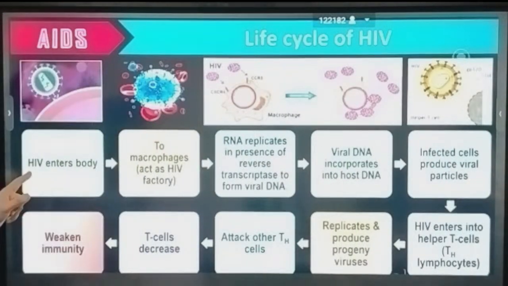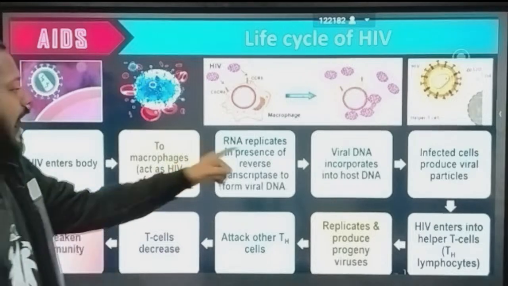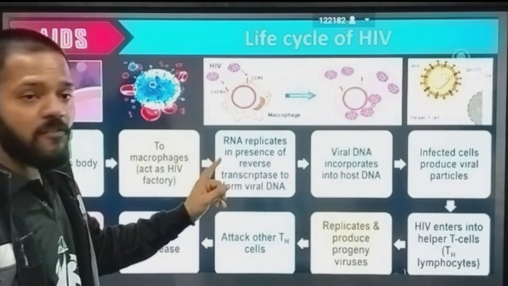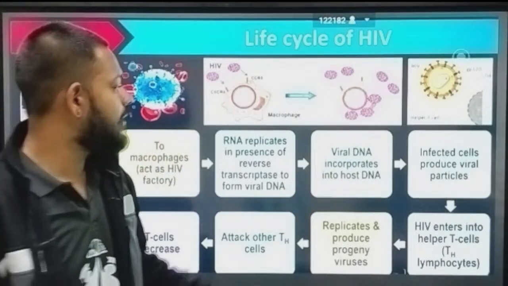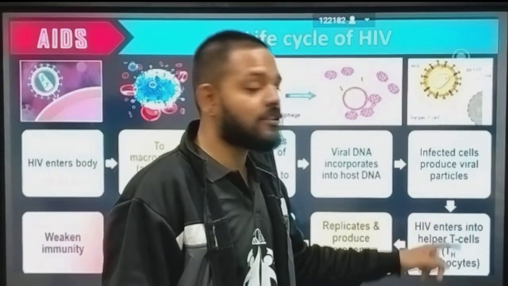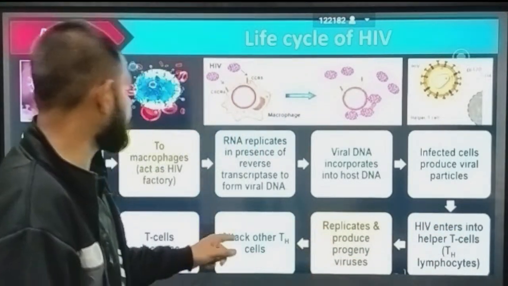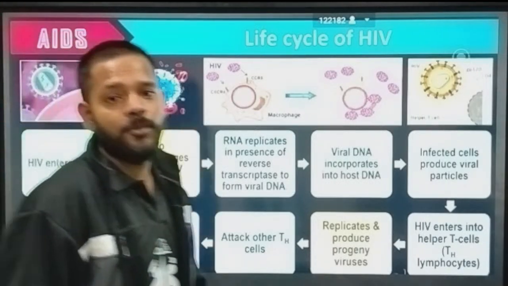HIV enters into the body. Macrophages act as an HIV factory. RNA replicates in the presence of reverse transcriptase to form viral DNA. Now viral DNA incorporates into the host DNA. The infected cell produces virus particles. HIV enters helper T cells, then replicates and produces progeny viruses that attack other T helper cells. T cells decrease, weakening immunity.